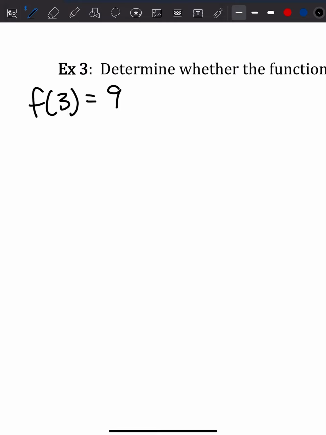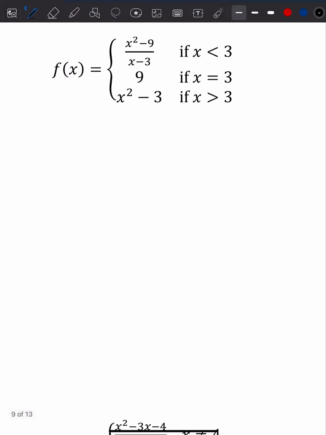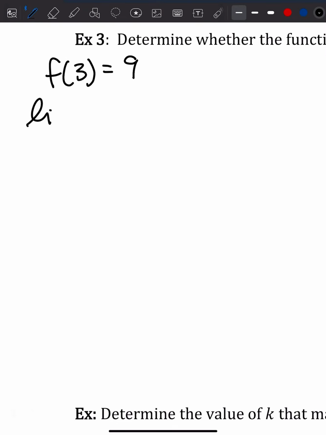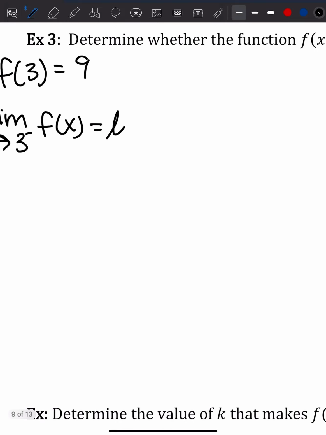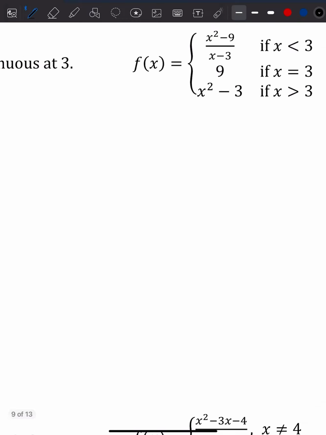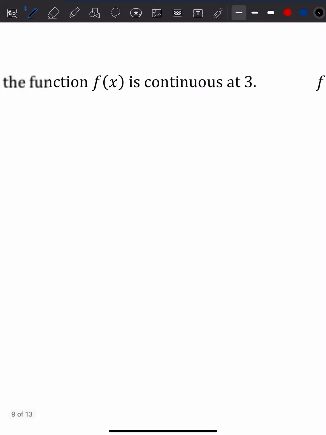Now, because we have a piecewise function, where things that are less than 3 and things that are greater than 3 use different equations, we have to look at the left and right limits separately. So we're going to look at the left limit first. The limit as x approaches 3 from the left of f of x. We are looking at numbers less than 3, so we're going to be using that x squared minus 9 divided by x minus 3.